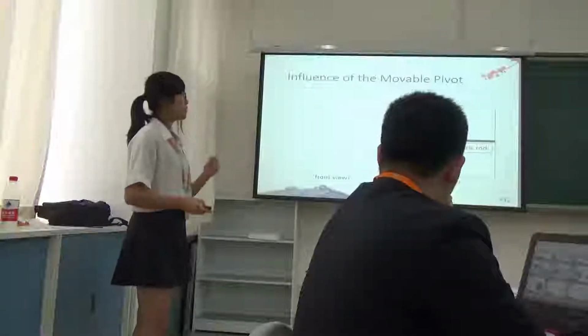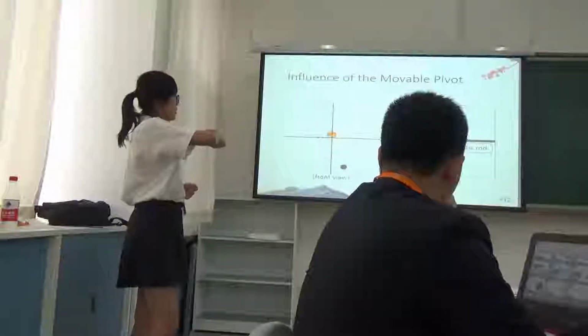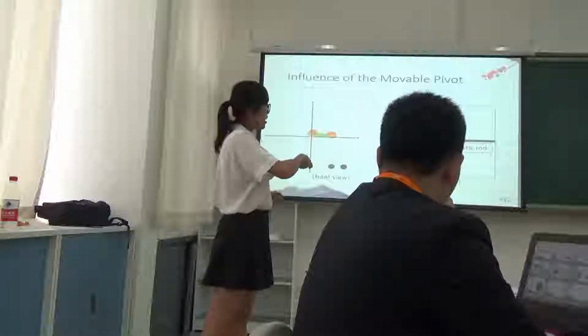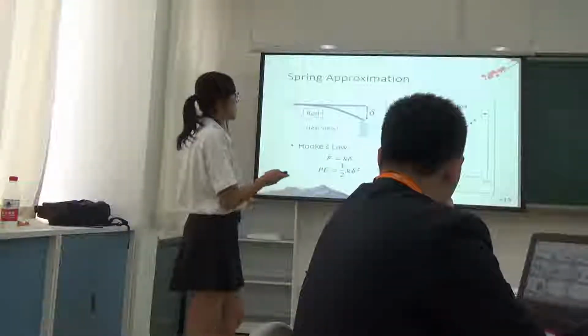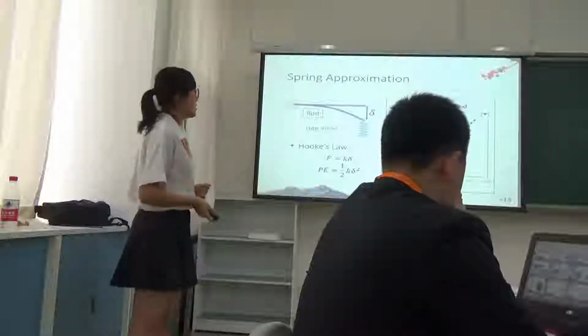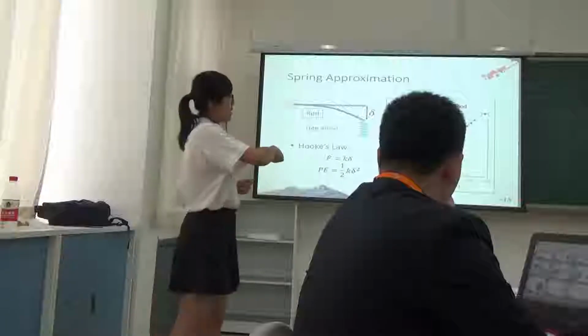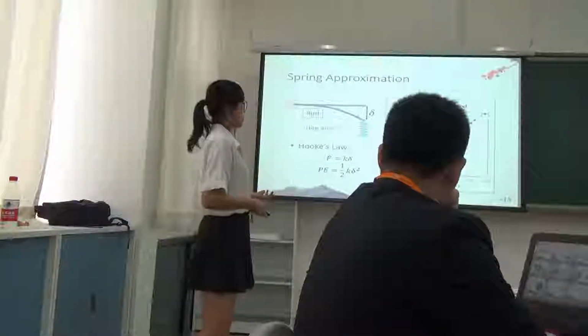As for the influence of the movable pivot, you can see here when the pivot moves to this side, it gives an imaginary force here, and thus causes the direction change. And here we approximate the movement of the front of the rod as a spring, where you can see in this experiment that we can use Hooke's law to describe this phenomenon.